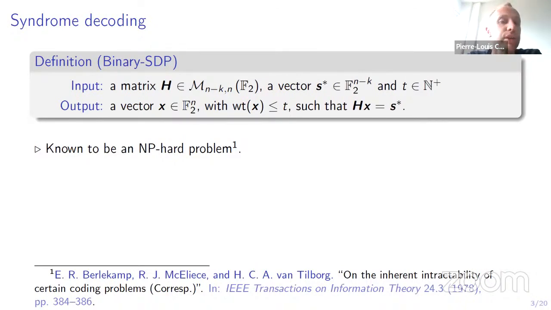And the question is to find a vector x, which has a weight lower than t, such that the XOR of t columns of H is equal to S star. I say XOR because it's a multiplication of H and x, but in F2. So it's really important to understand that in this context, we are doing the XOR of only t columns of H to obtain the syndrome S star. You all know that this problem is NP-hard.